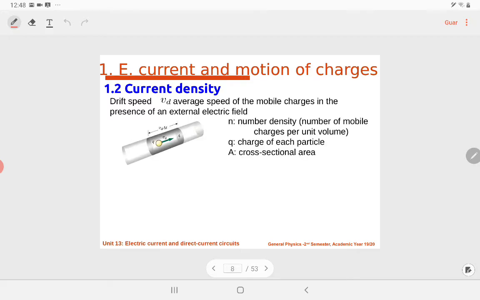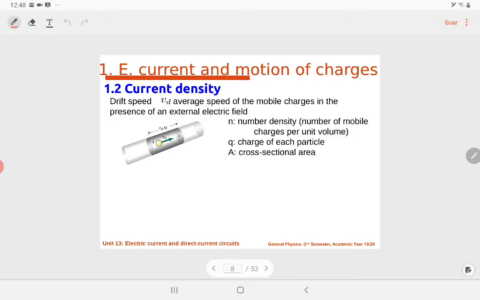And this average speed is the drift speed. So think of a conductor. Here we have a wire, and as I was saying, we want to relate the macroscopic, which is the electric current, with things that happen microscopically.